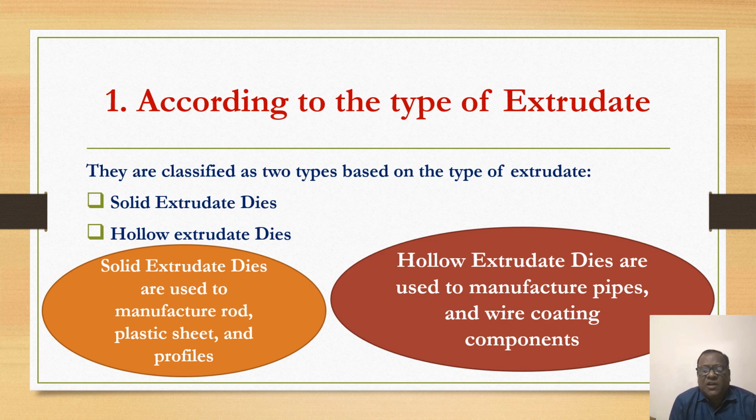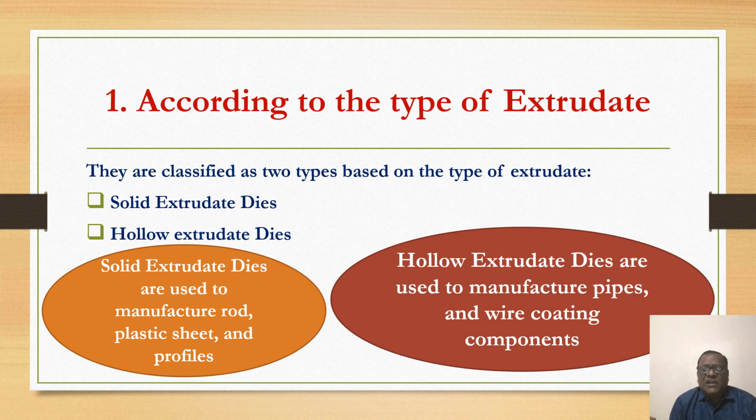So they come under the wire and cable coating type of extrusion. There are three types of classification. One is based on the type of extrudate. The second is based on the direction of flow. The third is based on how you are making it.